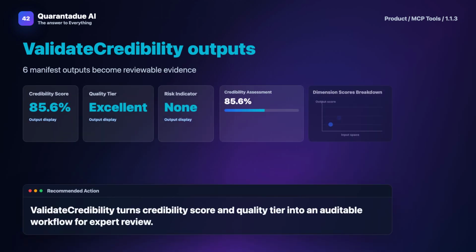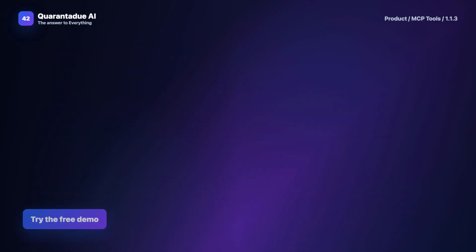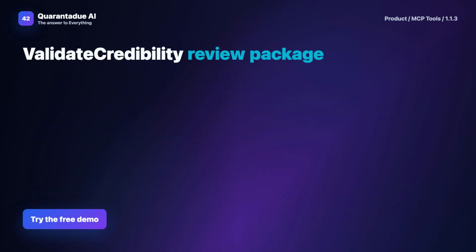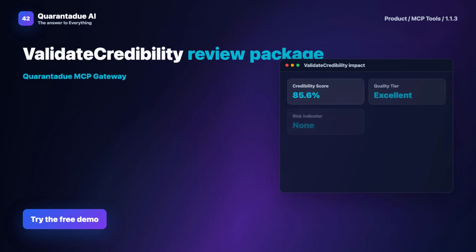Validate credibility returns structured outputs such as credibility score, quality tier, risk indicator, credibility assessment, and dimension correlation matrix. These outputs are designed to support review, reporting, comparison, and follow-up actions.